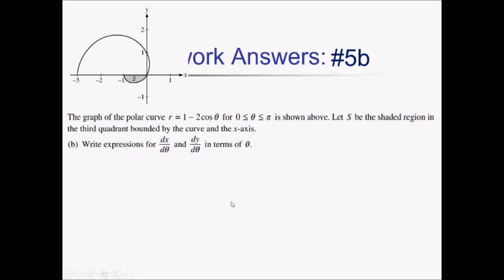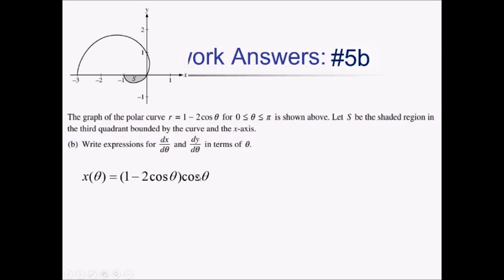For this problem part, they want expressions for dx over d theta and dy over d theta. So basically x prime of theta and y prime of theta. We'll start with the idea that the x value equals r times the cosine of theta. So that's going to be 1 minus 2 cosine of theta in the parentheses times cosine of theta. This first piece is r. This is just a cosine that's always there when you're finding x values.